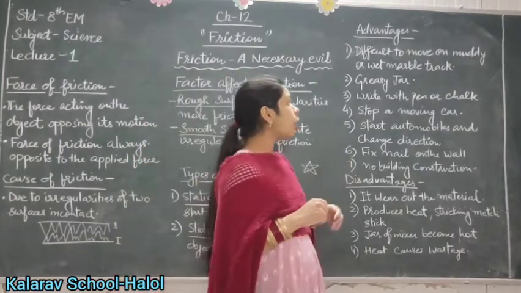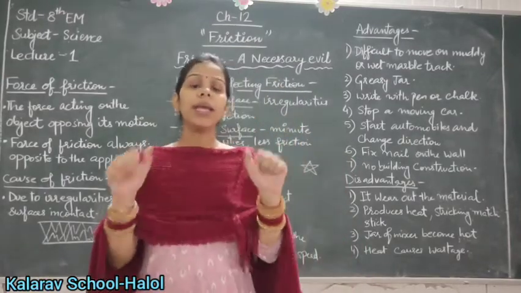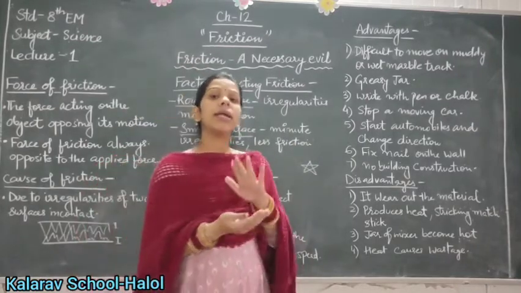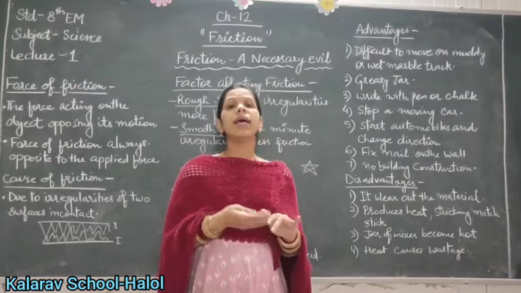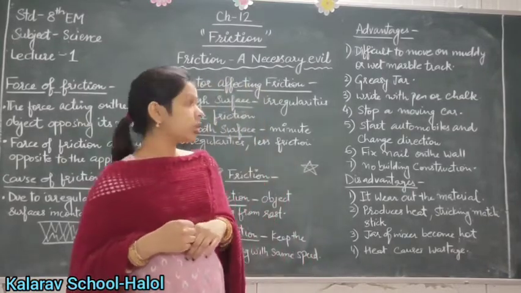Number four is stop a moving car. We can only stop a moving car when the brake is applied. So when the brake is applied, it makes an interlocking between the tires and the road. So that interlocking is the force of friction.